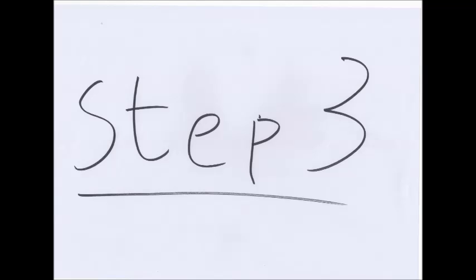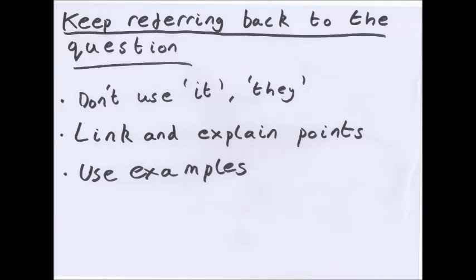Step 3. Keep referring back to the question. Don't use the words it and they or that. Let's say you get a question on a field that is monitored for organisms. Here are the results. What can you gather from this question? It is full of biodiversity. What's it? The field has a high biodiversity.